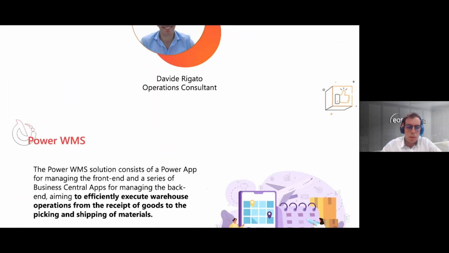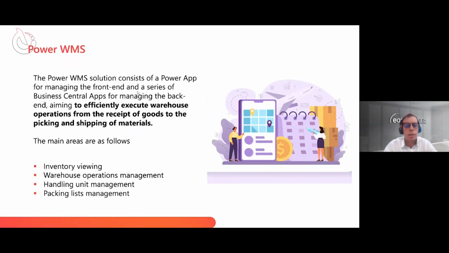Let's start. What is the Power WMS? The Power WMS is an app developed inside Power Apps, and it is useful to manage the front end of Business Central for the logistics, and all the logic is handled in the back end. The aim of the Power WMS is to execute the warehouse operations, for example, receiving goods, managing items inside the warehouse, and also, for example, picking activities.